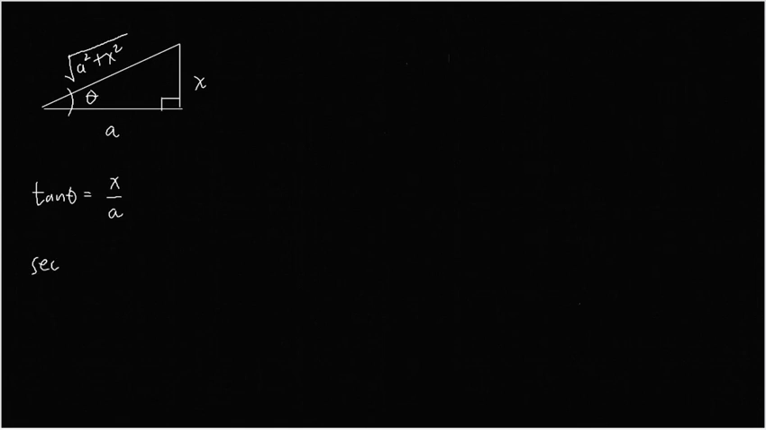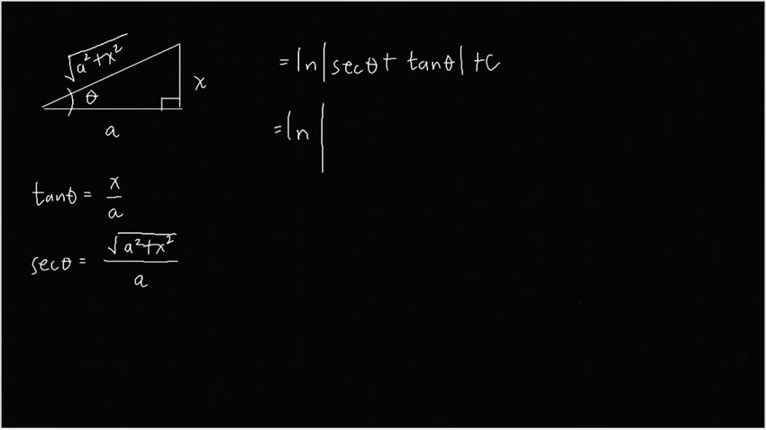Since we need the term secant of theta, we must know the value of secant of theta in terms of x. So secant of theta is hypotenuse, which is the square root of a squared plus x squared, divided by the adjacent, which is a. Then what is our integral a while ago? This is the natural logarithm of secant of theta plus tangent of theta plus c. So this is the natural logarithm of the square root of a squared plus x squared all over a plus x over a plus c.